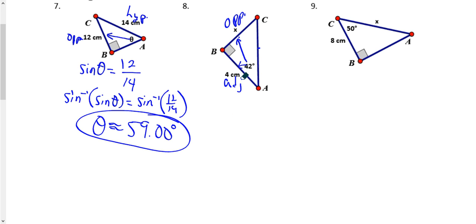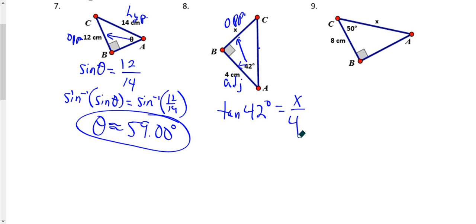Tangent of what? What do they always take the sine, cosine, and tangent of? An angle. You see an angle in there? Tangent of 42 degrees equals opposite over adjacent. So what over what? X over 4. There you go. That's it. Well, now you solve it.